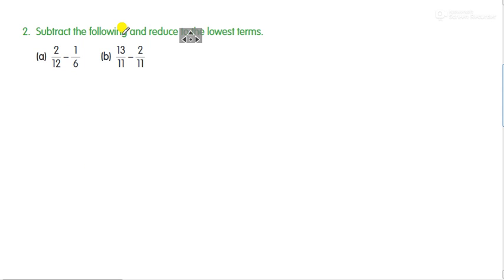Next is subtract the following and reduce to the lowest term. Here the denominators are different. Here 2 by 12 and 1 by 6. So take 1 by 6 and make the denominator 12. So 6 twos are 12. So multiply numerator and denominator with a 2. So 2 by 12 minus 2 by 12.